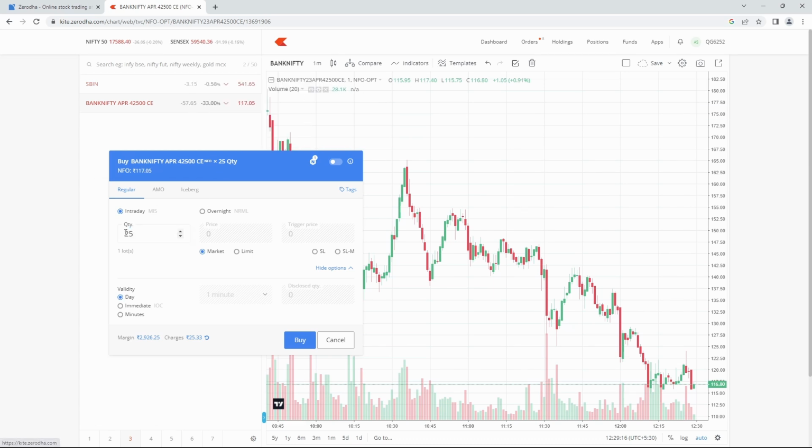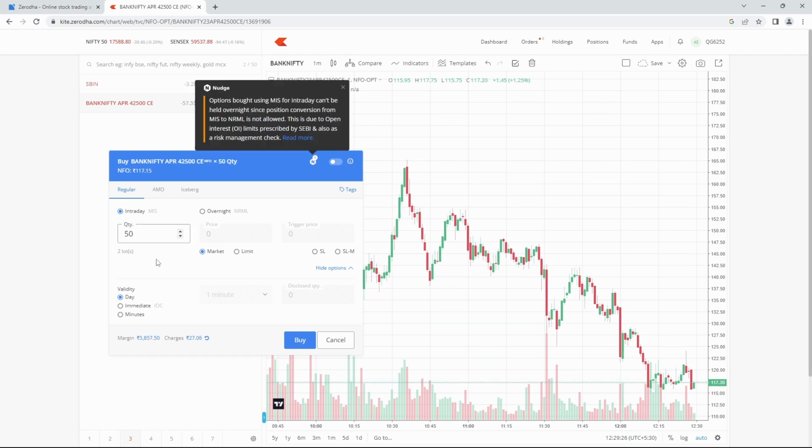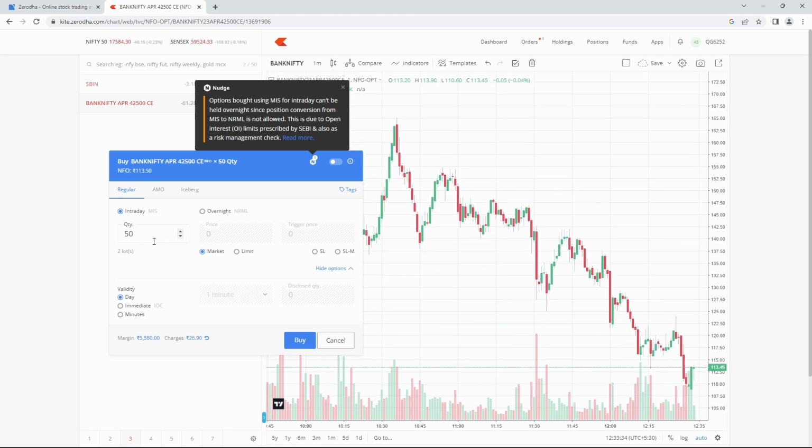The reason being, options do come in lots and the minimum lot quantity you can place is 25. As you can see, you cannot decrease this, but the moment you try to increase this, it will be increased to 50. The reason you cannot change these quantities by your wish is because the option lots are predefined and you can only increase and decrease the quantities in a lot size.